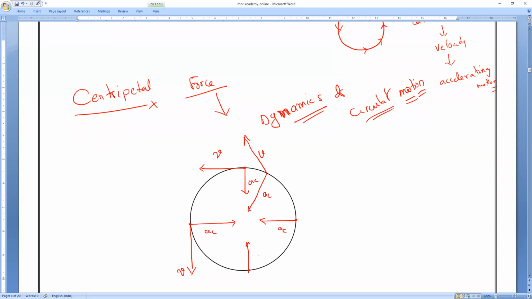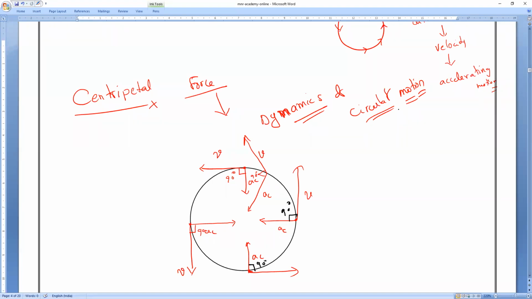If I observe very carefully at any point, there is the velocity, that is the tangential direction, and the centripetal acceleration. What is the angle between them? It will be 90 degrees, perpendicular to each other. Here it does not look perpendicular, still what is the angle between them? Yes, 90 degrees. Here also the angle is 90 degrees, and here also 90 degrees.